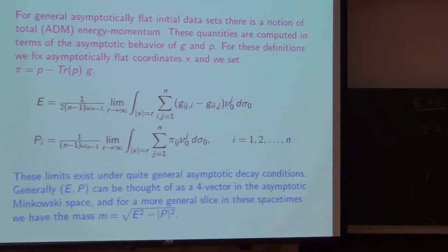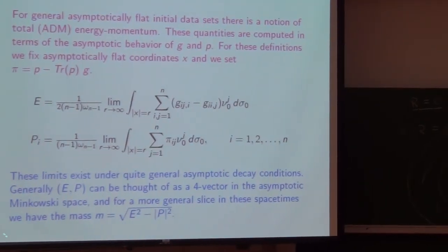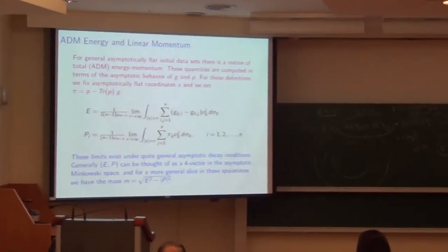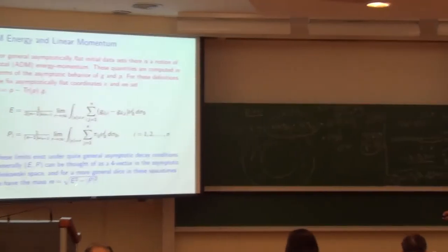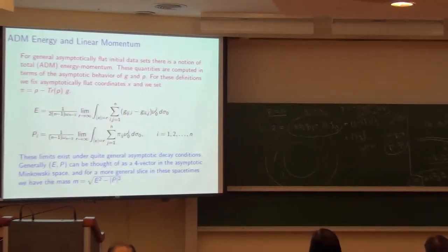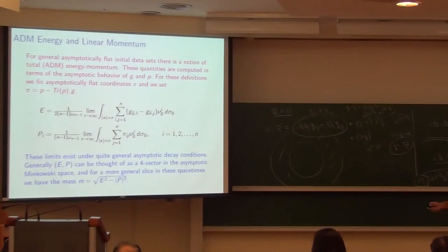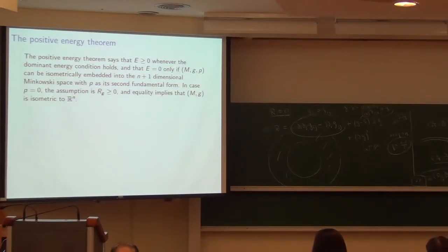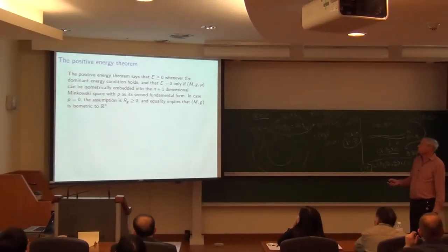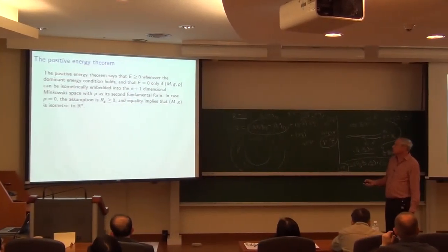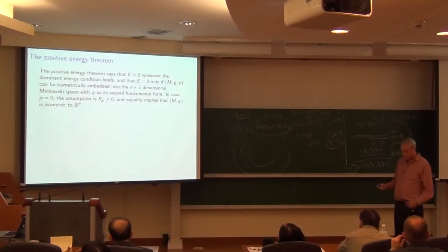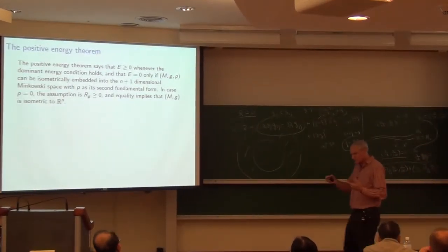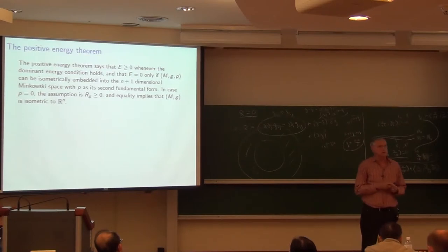Okay, so those are the energy and linear momentum, and again, you should think of those as fitting together to form a vector. So it's a four vector, and generally the mass is the square root of E squared minus P squared. Okay, so the positive energy theorem is what I'm going to use here. What it says is that if we assume the dominant energy condition, which we always assume, then in fact the energy is non-negative, and it's zero only if the data is trivial. So trivial data means that it can be isometrically embedded in Minkowski space as a space-like hypersurface.